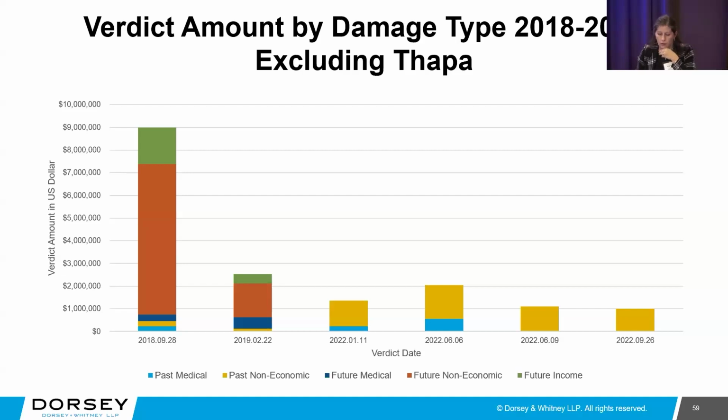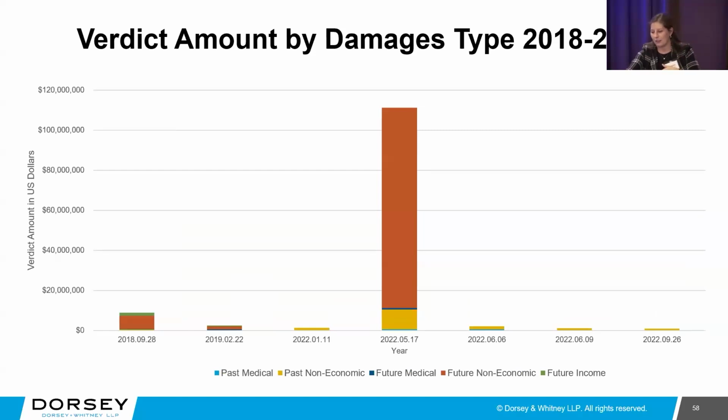Of the plaintiff's verdicts post-pandemic, all but one of them are pretty reasonable. Not to say you ever want a jury verdict, but they don't shock the conscience when you see them. When you look at THAPA here, the other 2020 cases barely register as a line in comparison.